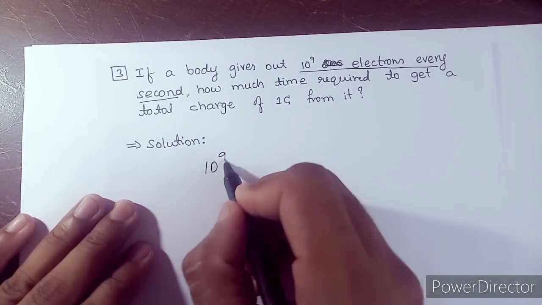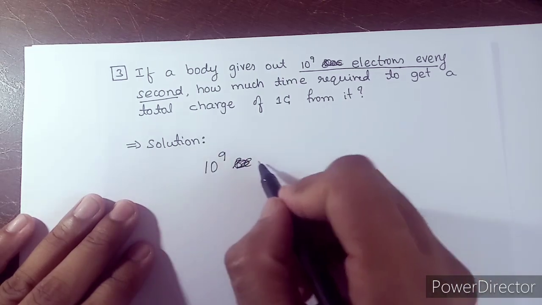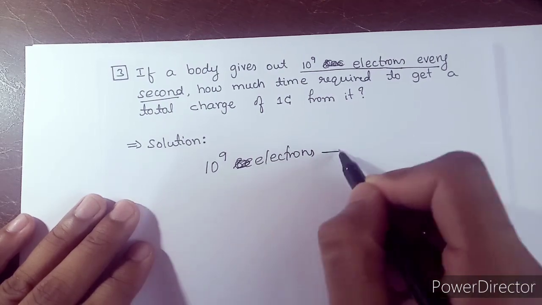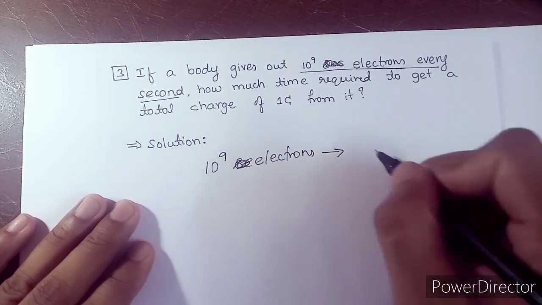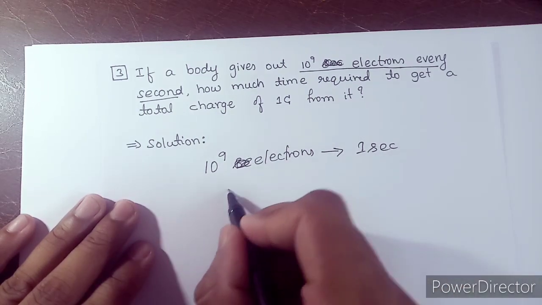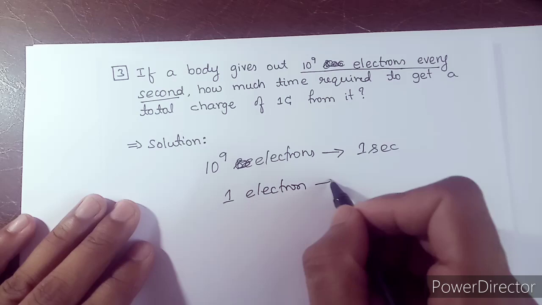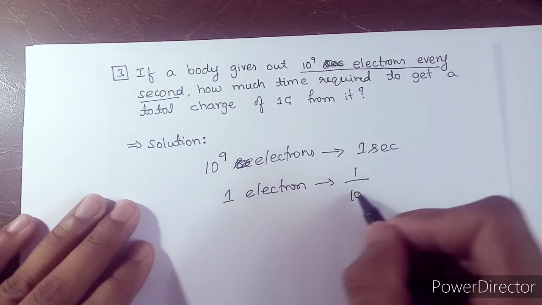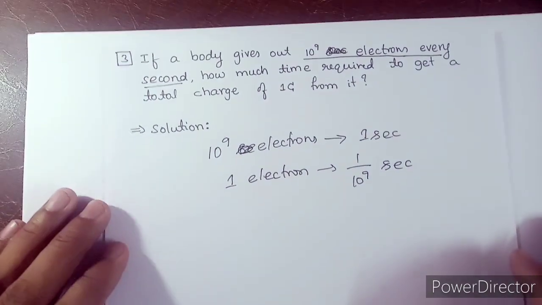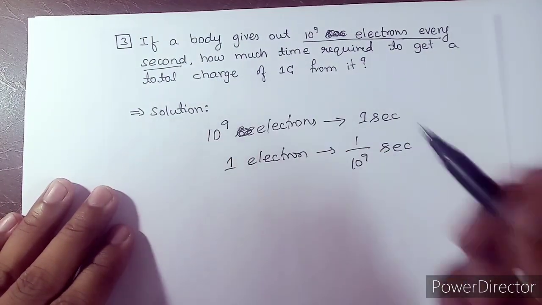1 second of time for 10 to the power 9 electrons to come out of a body. 10 to the power 9 electrons in 1 second. So for each electron, how much time does it take? 10 to the power minus 9 second. Okay, clear with that? Now they're asking how much time it takes for 1 coulomb of charge.